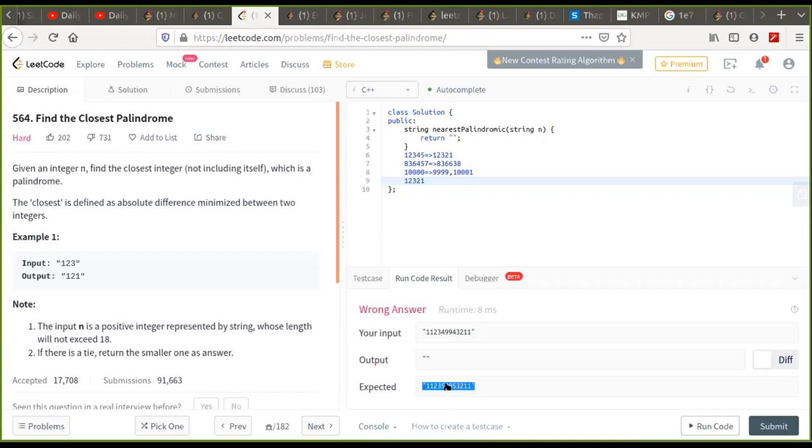11 is also one special case. If you are given 11, then the closest palindrome is 9, because 11 is itself a palindrome. So based on this, the question can't return the same number in every case; you have to exclude whatever number is given.